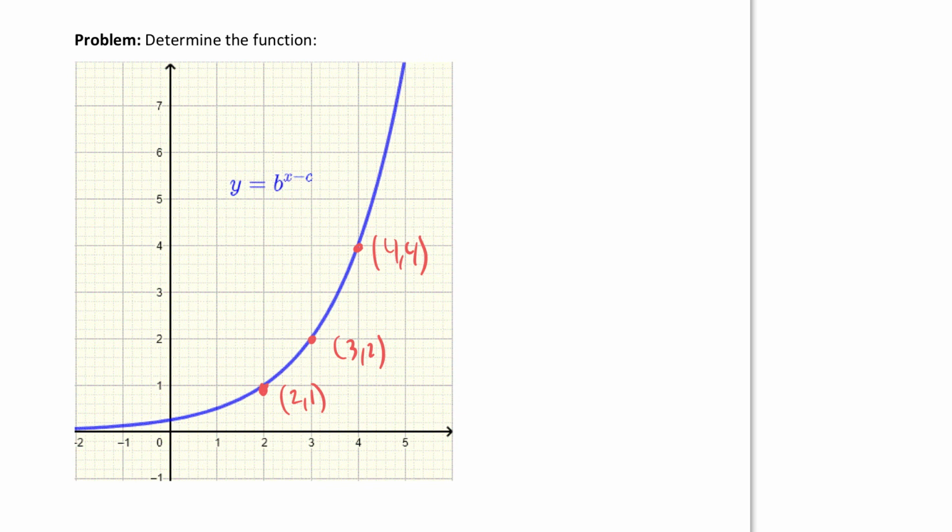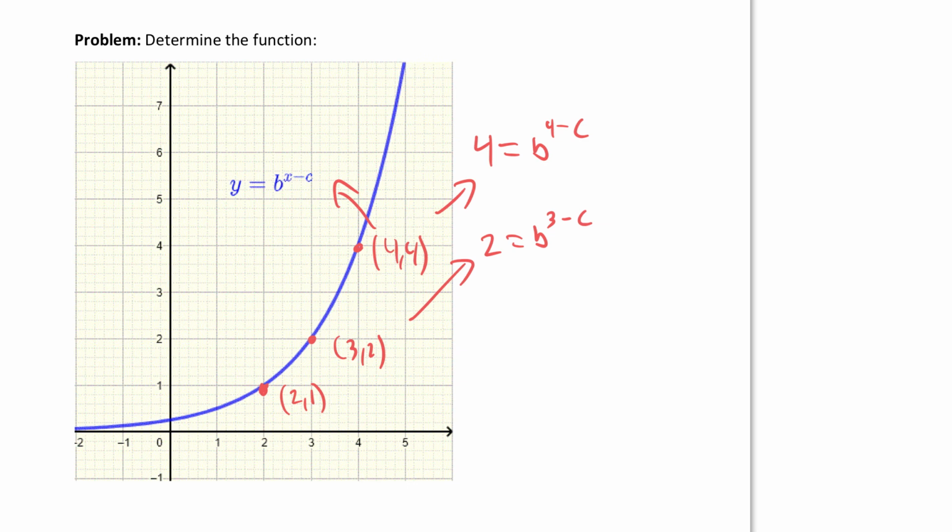Well, one thing we can do is plug in some of these numbers. If we plug in the first one into the equation, we get 4 equals b to the 4 minus c. But if you notice, that equation has two variables, a b and a c. So let's plug in another equation: 2 equals b to the 3 minus c. Oh, darn, again we have two variables. It's a little tricky when you have an equation with two variables. You can't solve it right away.